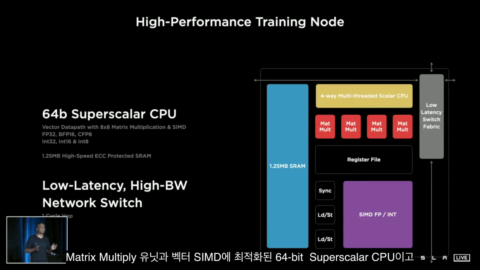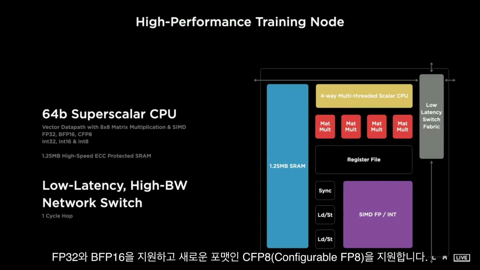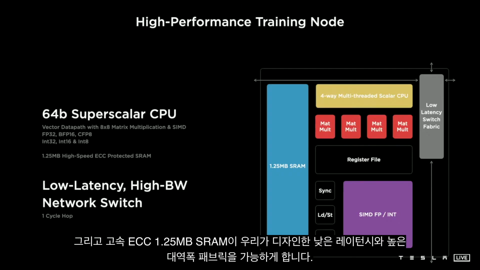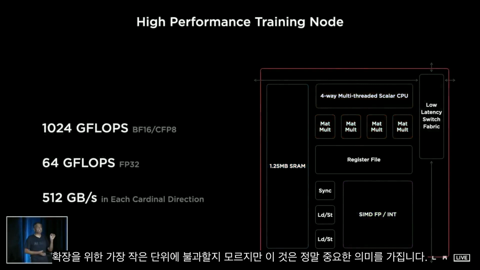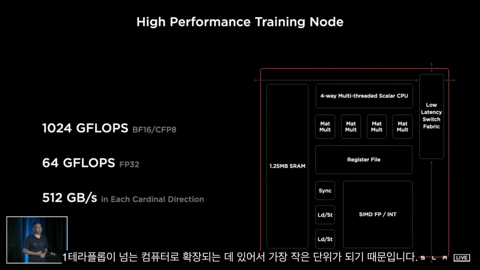This is a 64-bit superscalar CPU optimized around matrix multiply units and vector SIMD. It supports floating point 32, bfloat 16, and a new format, CFP8, configurable FP8. And it is backed by 1.25 megabyte of fast ECC-protected SRAM and the low latency, high bandwidth fabric that we designed. This might be our smallest entity of scale, but it packs a big punch. More than 1 teraflop of compute in our smallest entity of scale.